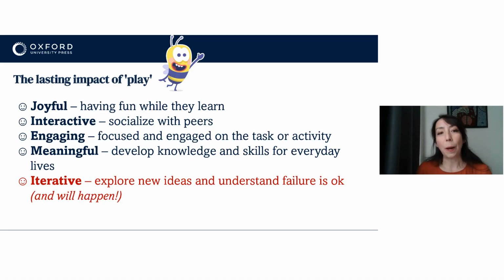Last but not least, the play that we apply in the classroom needs to be iterative. So the students need to explore new ideas, but also they need to understand that failure is okay. Because some of you said losing. I learned how to lose by playing games. Of course, some students are going to lose, some students are going to win, or some students are going to make mistakes in the classroom. These are all okay, and games actually help us, because you can play the same kind of game again as many times as your students want to. So these five elements are really important when we talk about learning through play.